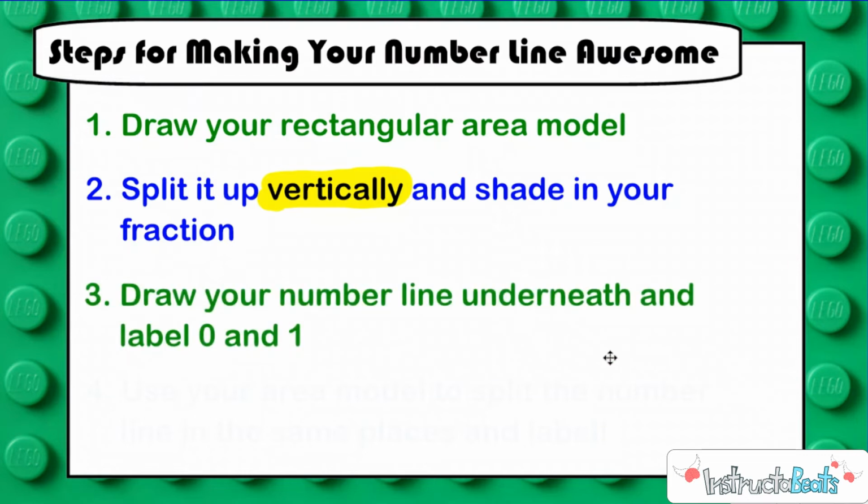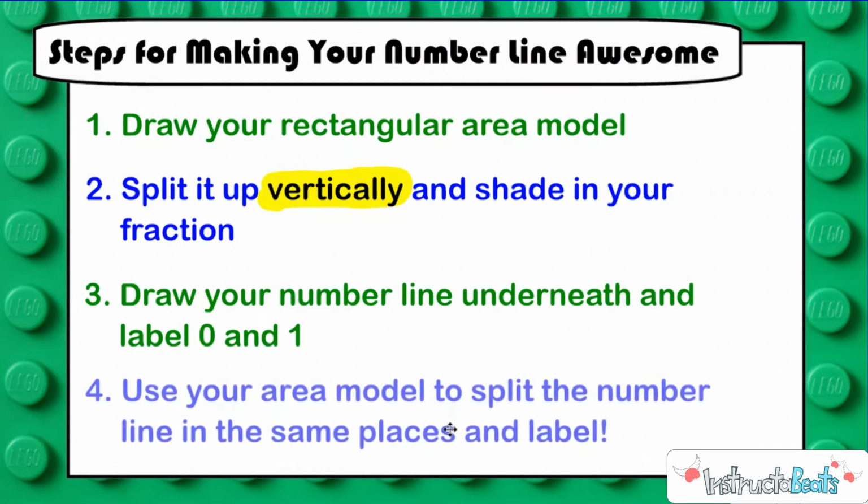Step number three, underneath our area model, we're going to draw our number line and label it with 0 and 1 whole. And then step number four, we're going to use our area model to help us split the number line in the same places and then label them. So let's take a look at these steps in action.